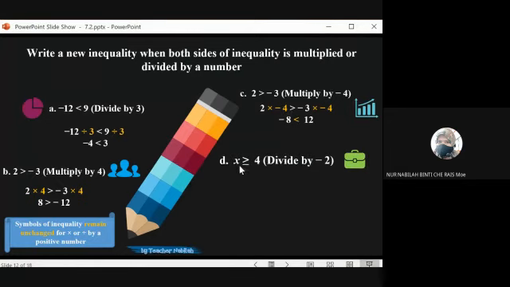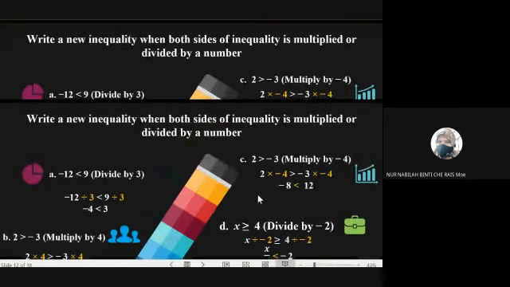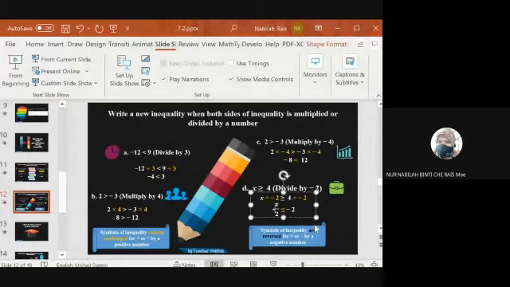Another example, x more than or equal to 4, you divide by negative 2. You divide by negative 2 on both sides, left and right. When you divide by a negative number, the symbol will change also. So x divided by negative 2, actually you have negative x over... negative x.